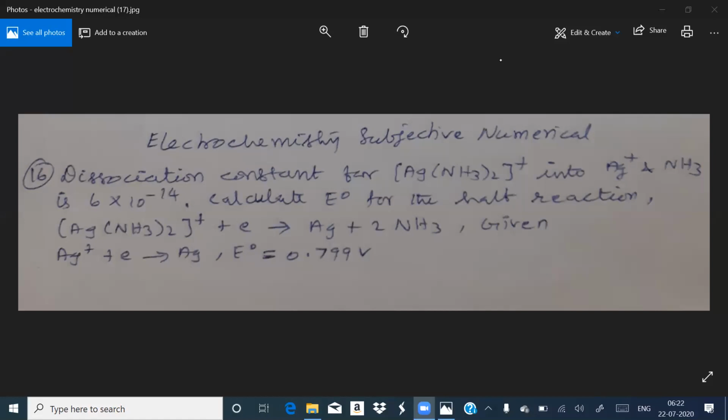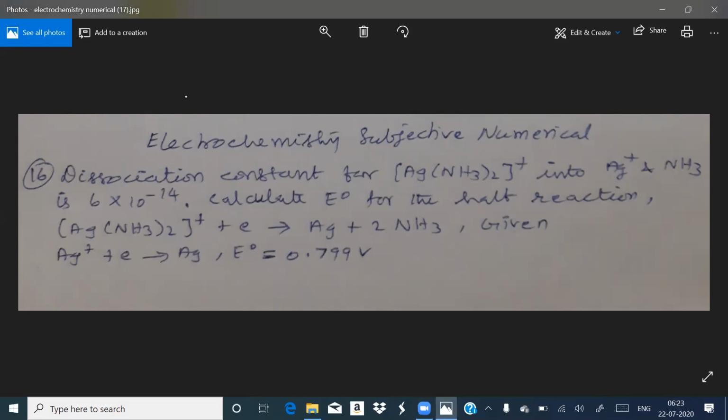What is dissociating in this sentence? Complex is dissociating in this sentence. Which dissociates? Complex dissociates. Complex contains central metal Ag plus, ligand NH3, which is neutral. When the complex on dissociation gives Ag plus and ammonia.